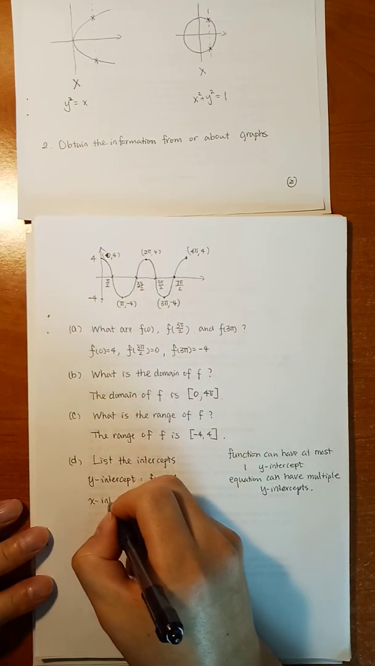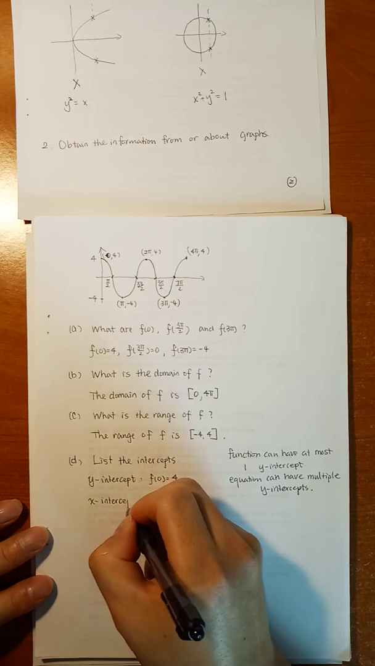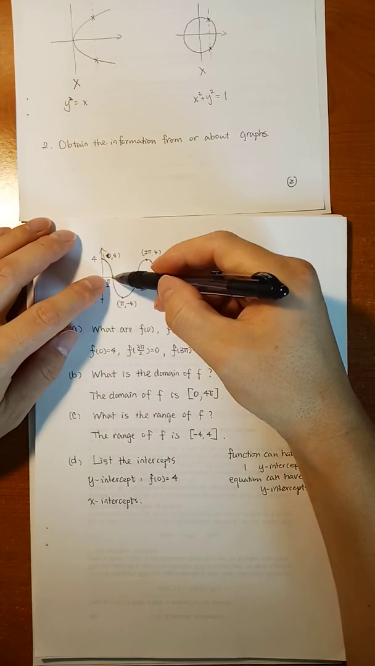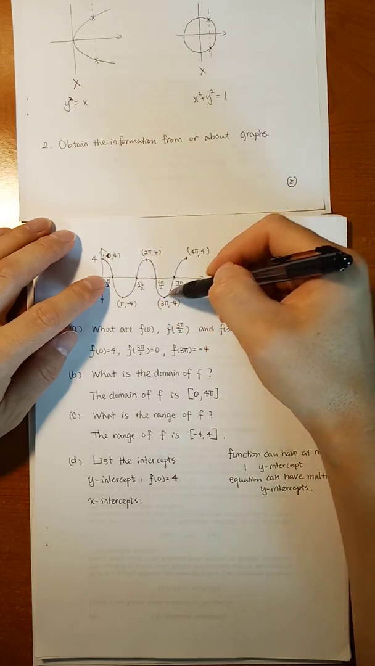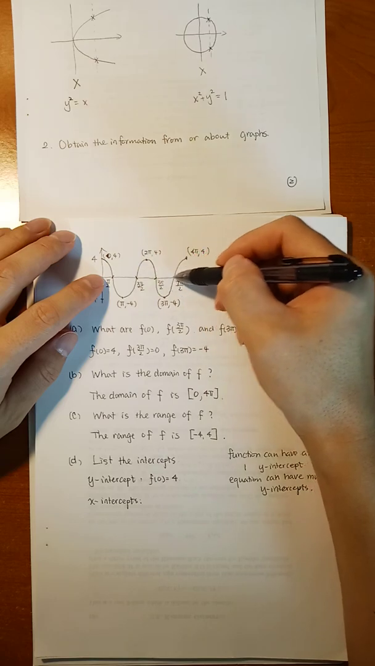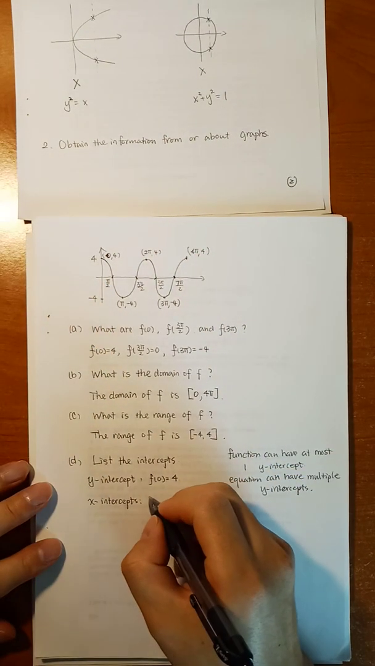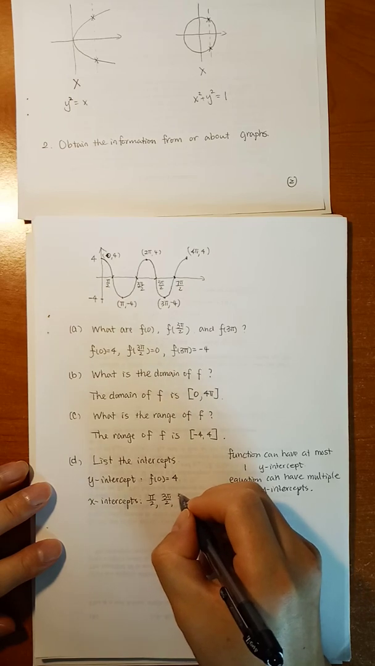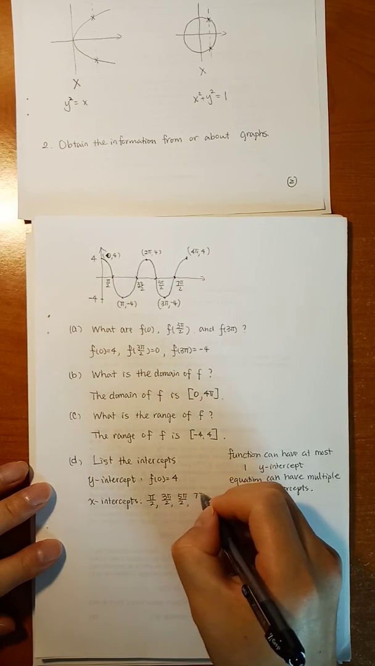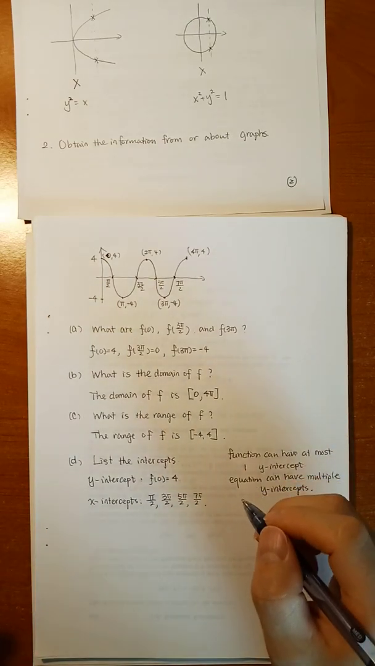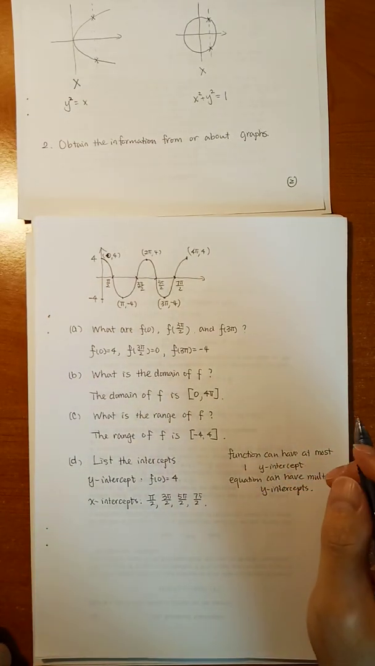X-intercepts. You can have many x-intercepts. X-intercepts are the intersection points of a graph and the x-axis. So you have π/2, 3π/2, 5π/2, and 7π/2. These are the x-intercepts.